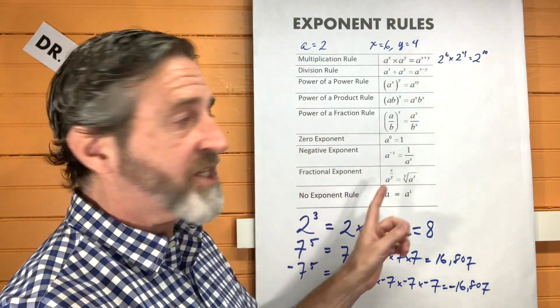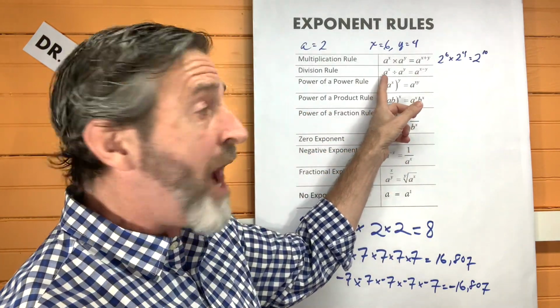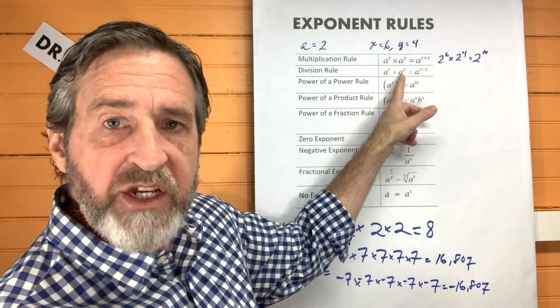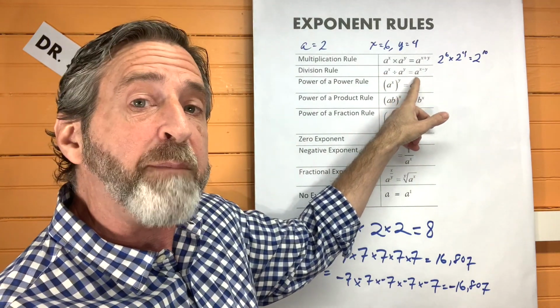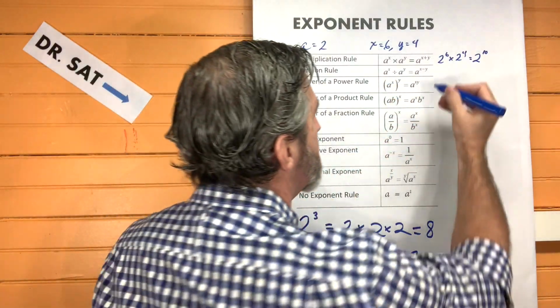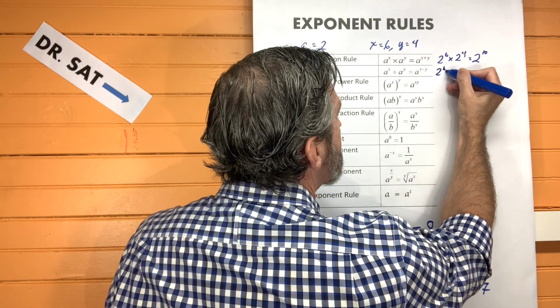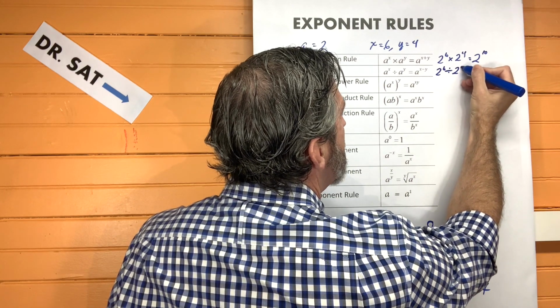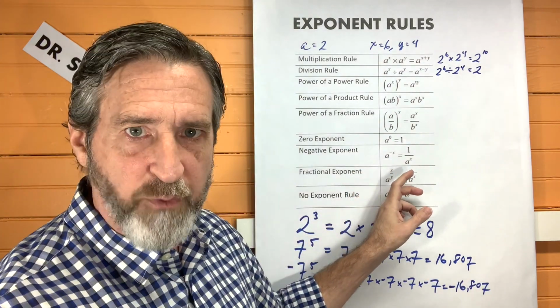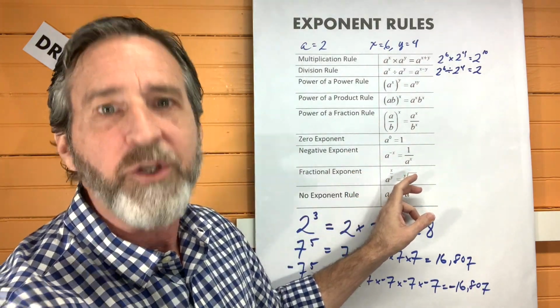The division rule says any base raised to a power divided by the same base, that's key, the same base, raised to any power equals that base raised to the first power minus the second power. Let's use our numbers. 2 to the 6th divided by 2 to the 4th equals 2 to the 6 minus 4, or 2 to the 2nd, or 2 squared.